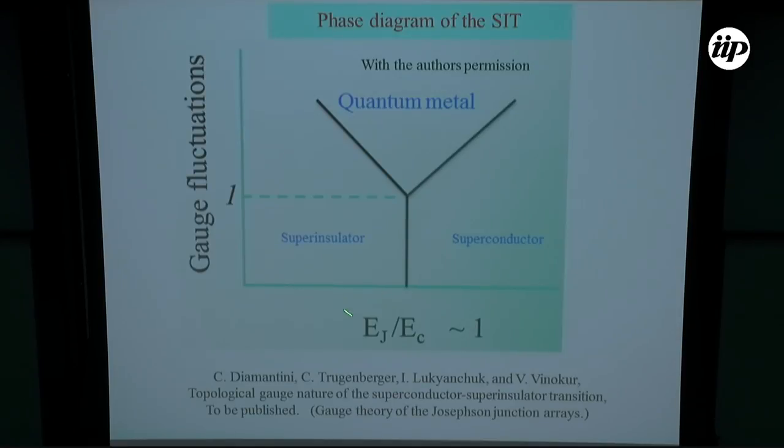And you can see that there is a dimensionless parameter which measures the strength of the gauge fluctuations, and you have one critical point, which is again where the Josephson energy and Coulomb energy are comparable. And as you increase the gauge fluctuations further, you come to the so-called quantum metal, I would say the boson metal, where you have both Cooper pairs and vortices uncondensed.